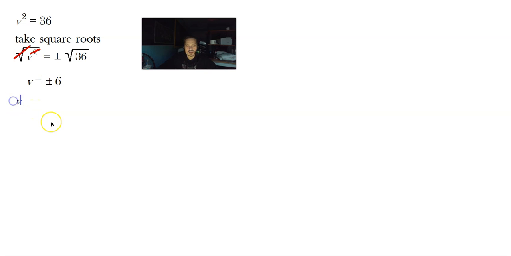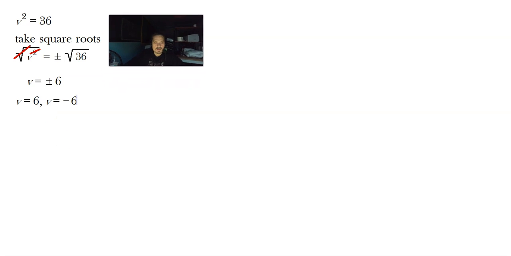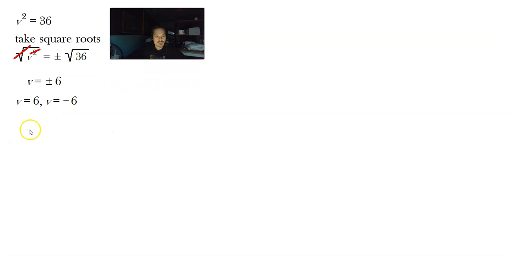So there are two answers. V is positive 6, and v is negative 6. There are two separate answers for that reason. Why do you need both of them? Well, let me show you the check, so to speak, so you can see for yourself. Positive 6 squared is 36. Right, so it checks with the original right side. But negative 6 squared is also 36. Again, it checks with the original positive 36 on the right side. So you need a positive and a negative for that reason when you take this square root on this side. Not just the positive, both positive and negative.